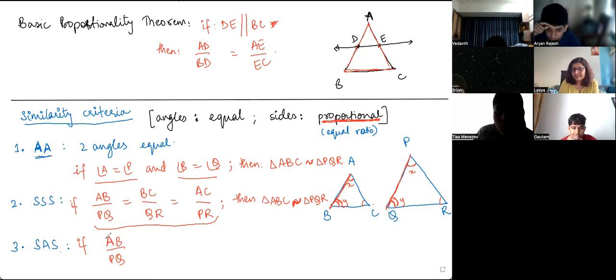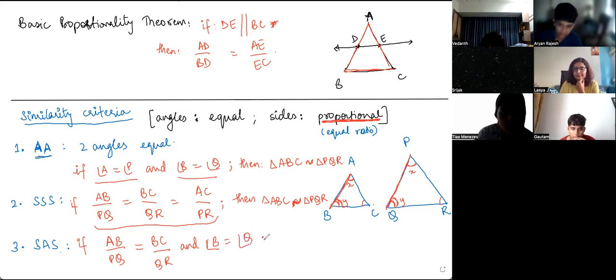AB by PQ what? When they are in proportion, with equal ratio, it should be equal to some other ratio. So which is that other one? With, ma'am, BC by QR. BC by QR, okay. And? And the angle between them is equal, which is angle B equal to angle Q. Yes, very nice, perfect. So triangle ABC will be similar to triangle PQR.